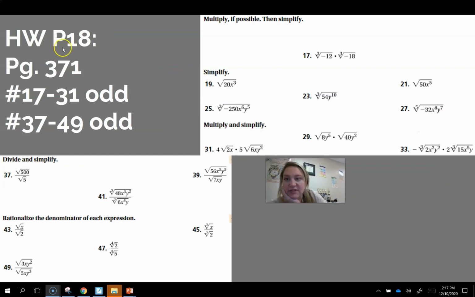There we go. So it is page 371. There it is. You are doing 17 through 31 odd. So we don't have to do this number 33 right here. Oh, well, let me go back. Okay. So 17 through 31 odd. So don't do that last piece. And then over here we have 37 through 49 odd. Okay. So 17 through 31 is all multiplying and simplifying. 37 through 49 is dividing and rationalizing.